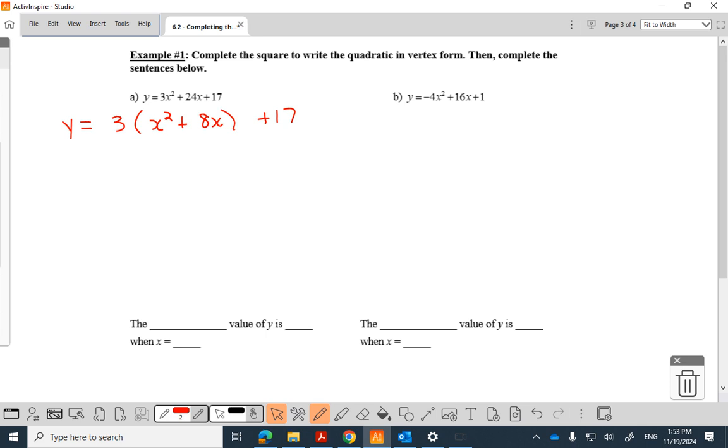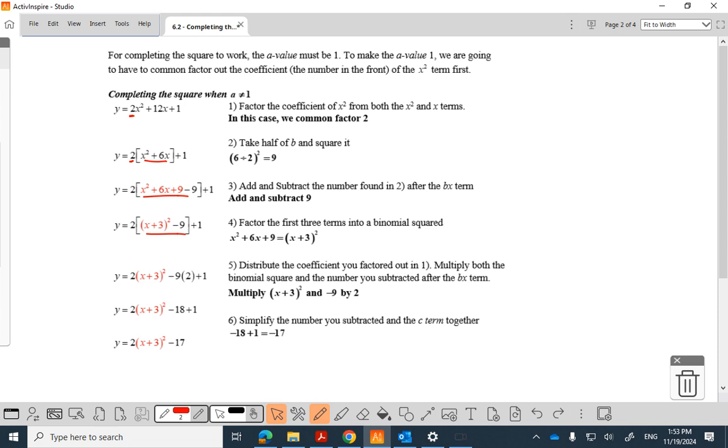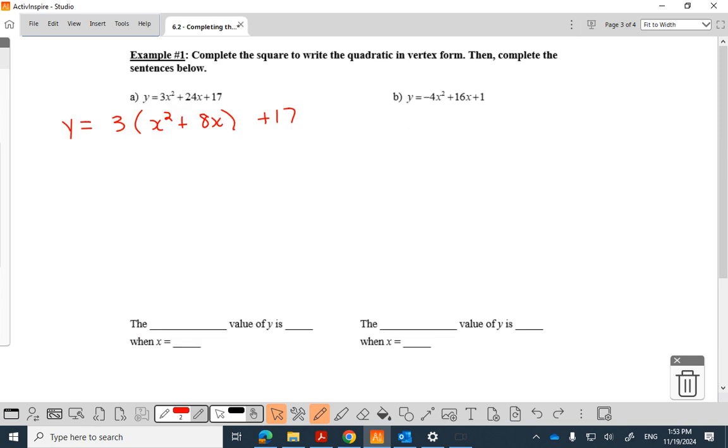What's that? Oh, he makes a great point. Isn't the greatest common factor 3x? Yes. What I said is I'm just going to common factor out the a. That was our big problem with this situation, the a wasn't 1. So I'm just taking the a out front. You're like, aha, you told us before to take the greatest common factor. I know. Today it's not. Today it's just take the a value out.